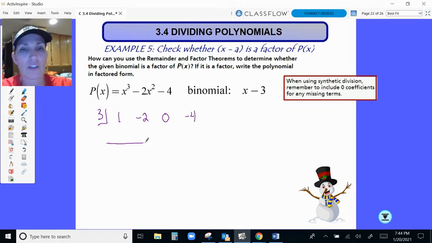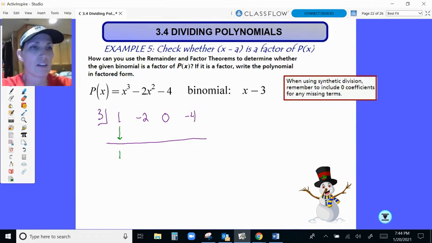All right, I'm going to bring down my 1. Always for my first step here, bring down my 1. And then 3 times 1 is 3. I'm going to add those together, and I'm going to get positive 1.